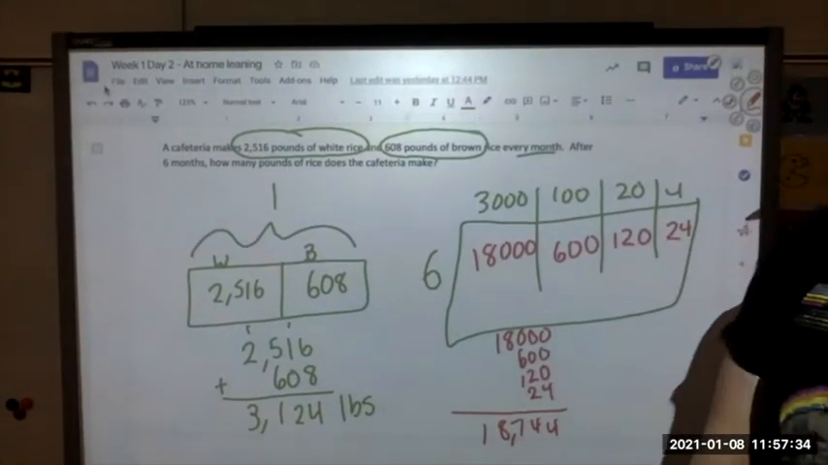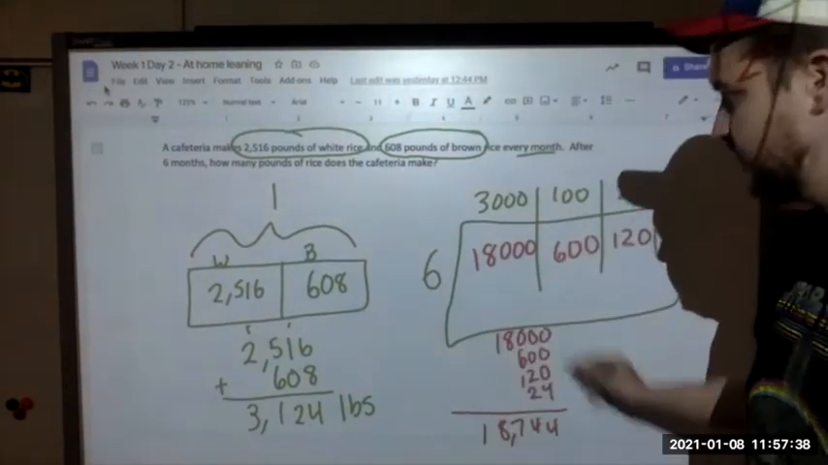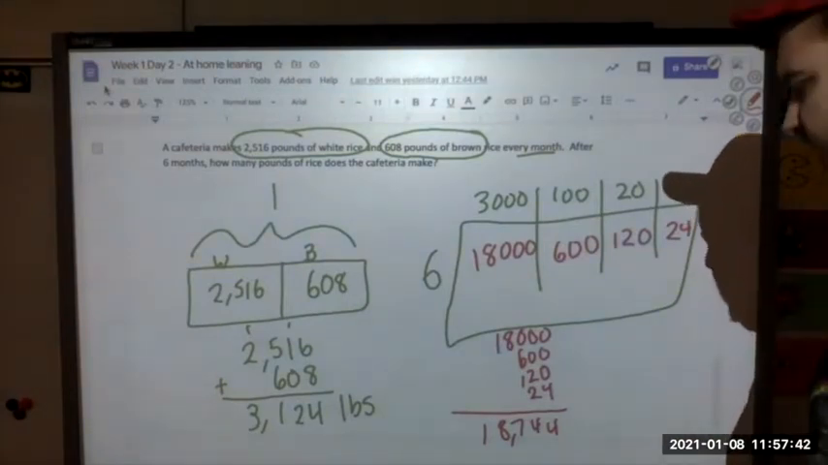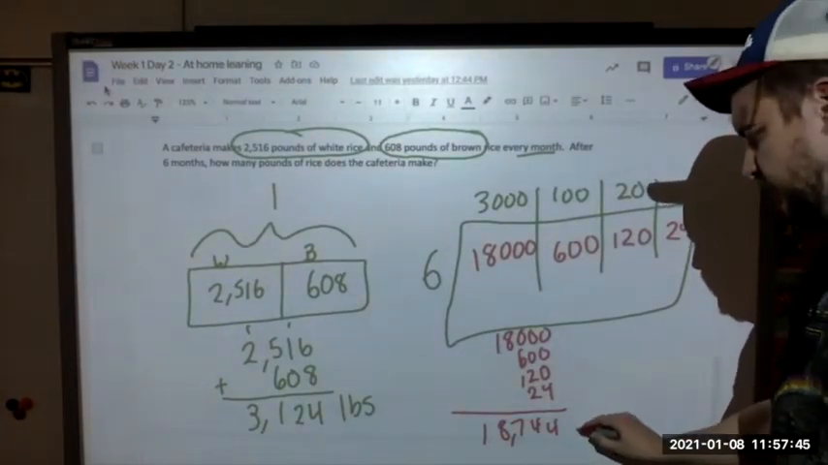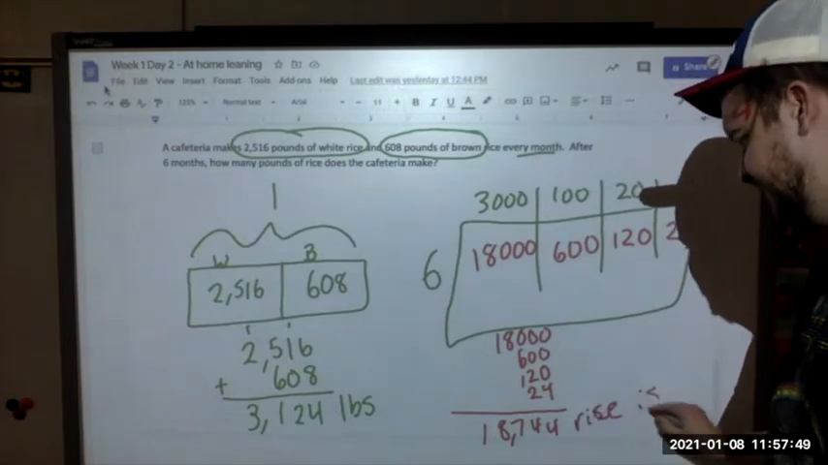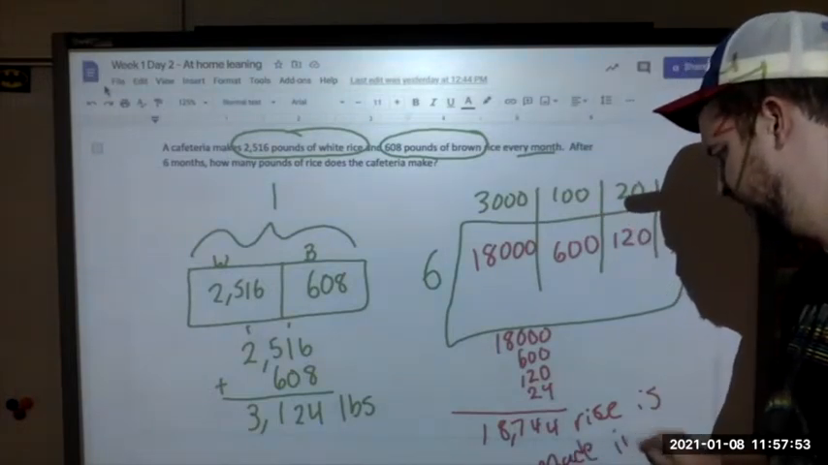All right, so there was another question on there that's not on my board. And if I was going to write a statement, it would say, after 6 months, how many pounds of rice does the cafeteria make? 18,744 rice is made in 6 months.